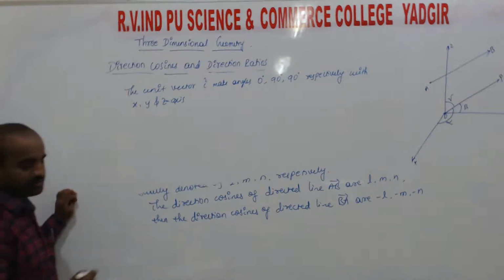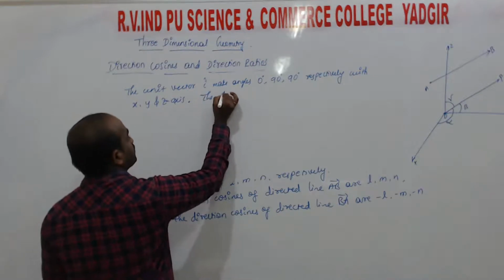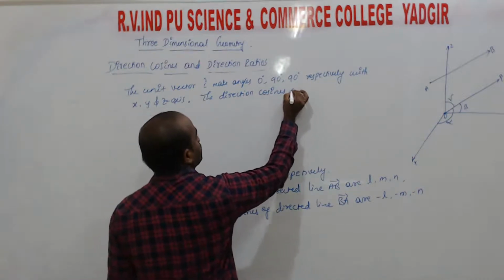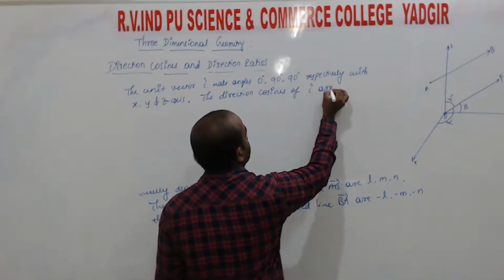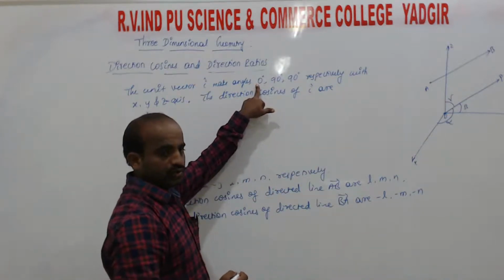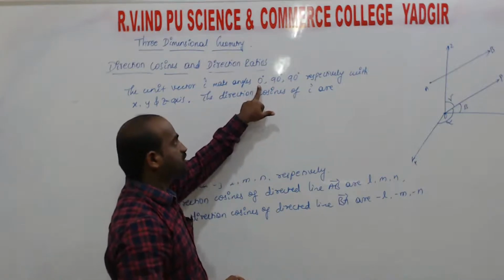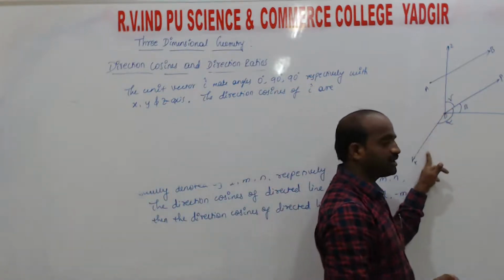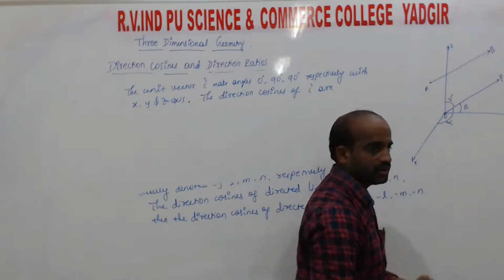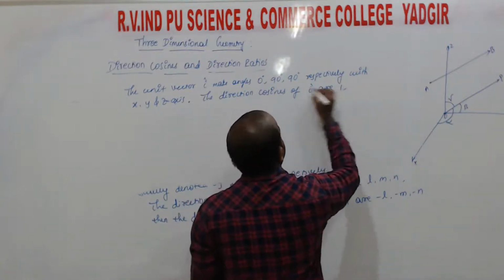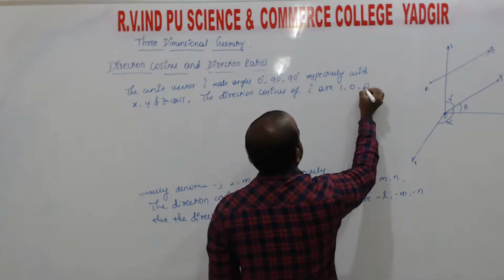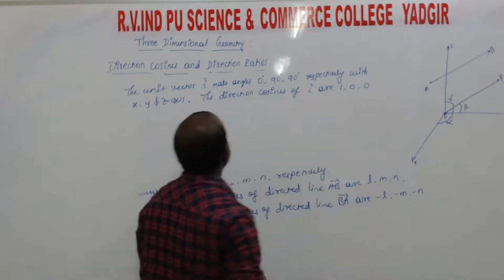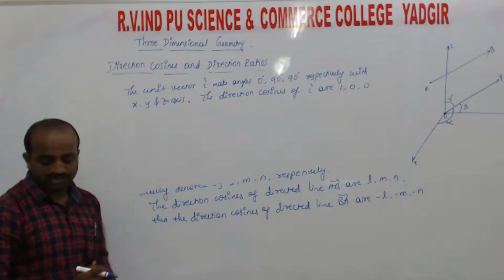The direction cosines of i cap are cos 0, cos 90, cos 90. The first angle is 0, which means the same axis, and the others are perpendicular. Now cos 0 is 1, cos 90 is 0, cos 90 is also 0. So the direction cosines of i cap are 1, 0, 0.